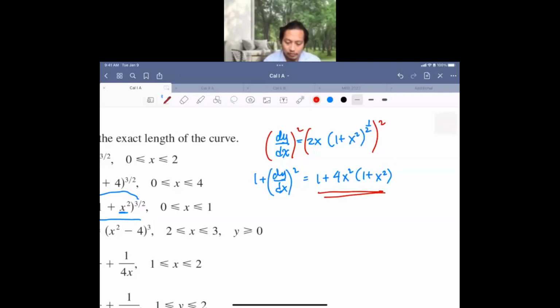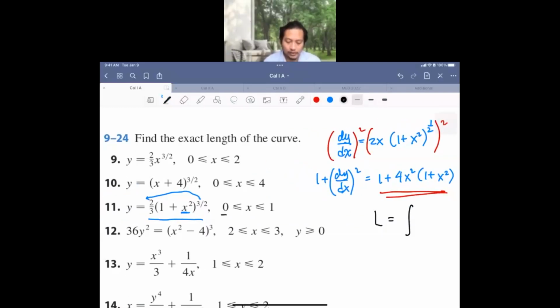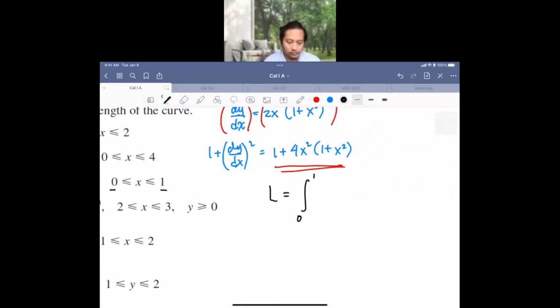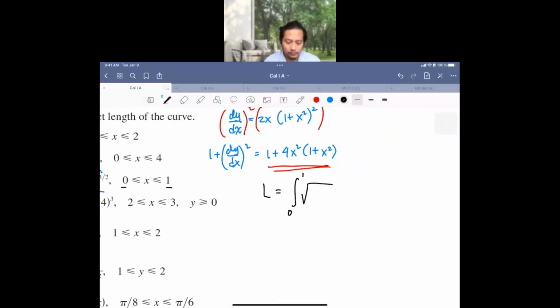So we take the arc length formula. I mean, we write in black. So arc length from 0 to 1, the square root of 1 plus 4x squared over 1 plus x squared, and then dx.